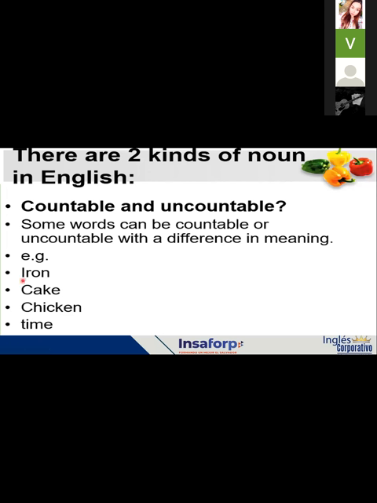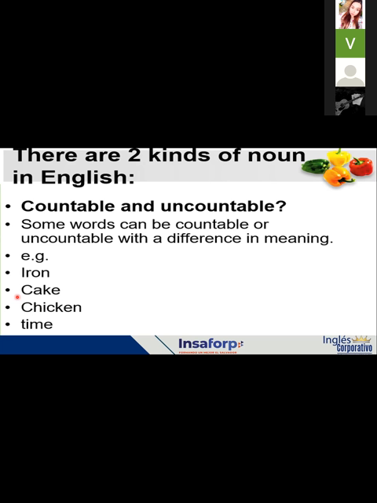So if there's no questions, guys, let's move on and let's see what we have. It says that some words actually can be used in both. Algunas palabras pueden ser utilizadas tanto como countable and non-countables. And we are going to see some examples so you can understand a little bit. So we have some here, like item, cake, chicken, and time. These words that we have right here can be used in both. Can be countable and uncountable, but as it says here, with a difference in meaning.